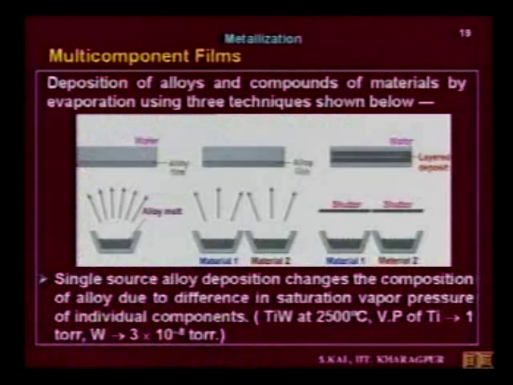Okay, so three techniques. One is the single source alloy technique, second is simultaneous evaporation of two metals, and the third is the subsequent evaporation one by one and then annealing, so that they will form an alloy with correct composition. Okay, so these are the three techniques for multi-component film deposition.